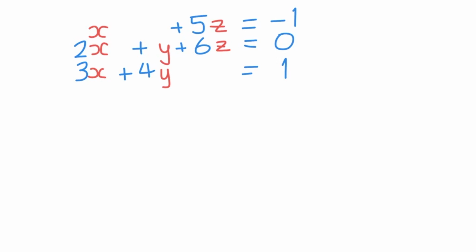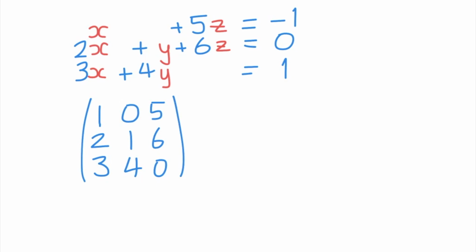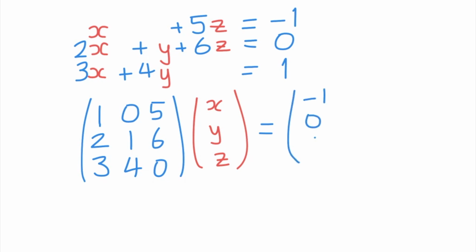So if I pick up the coefficients, that's 1, 2, and 3 down the left hand side, and then picking up the coefficients of y, I've got 0, 1, and 4, and then the coefficients of z, I've got 5, 6, and 0. All right, so that's our matrix. And then you can multiply that by the vector x, y, and z, and we say that that is equal to what's already on the right hand side, which is -1, 0, and 1.